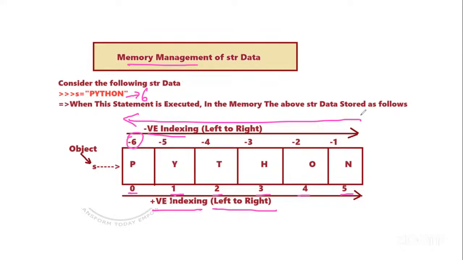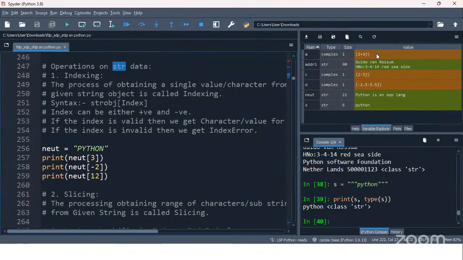Okay, now let us understand what exactly is indexing. Because if you understand indexing, you'll understand this entire concept. What is indexing? Indexing is nothing but obtaining a single value. Whenever you want a single value or a single character from your data, that is called indexing.